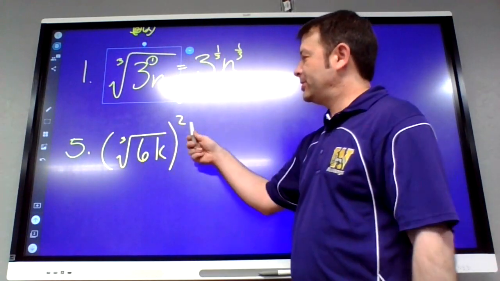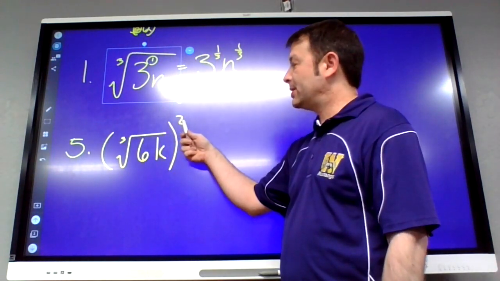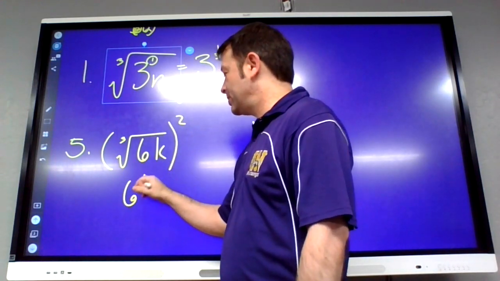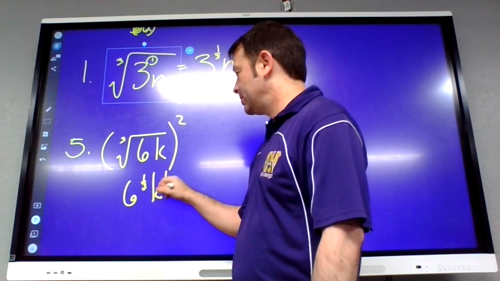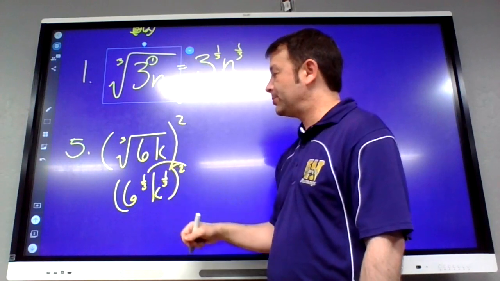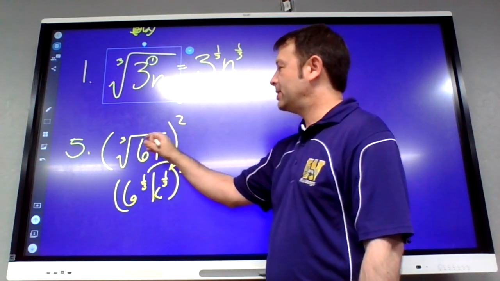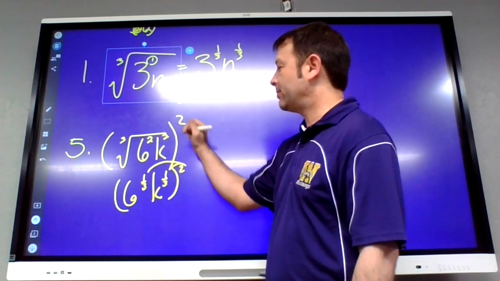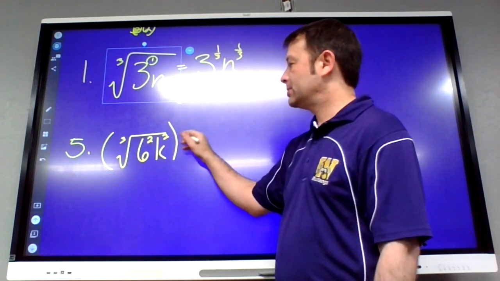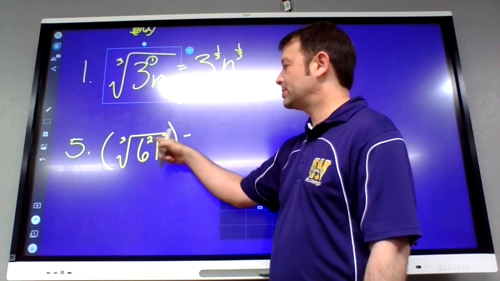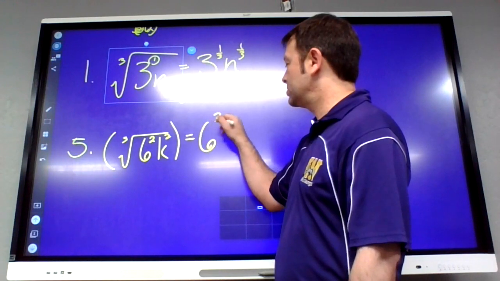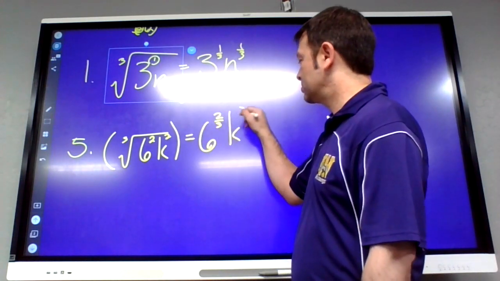Okay, well, it doesn't really matter where the power is. Right now, this is like 6 to the 1/3 and k to the 1/3. But if you square those, they multiply to 2/3. So it's basically like these are both to the 2nd power. That's kind of how it works. The exponent is on everything in there. So it's 6 to the 2/3, k to the 2/3.